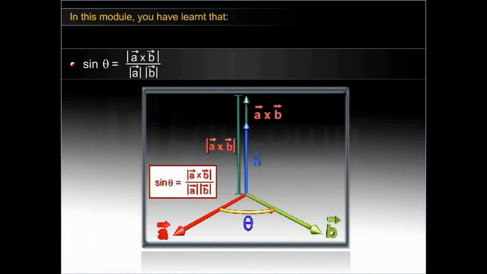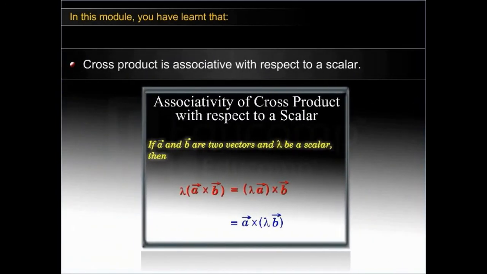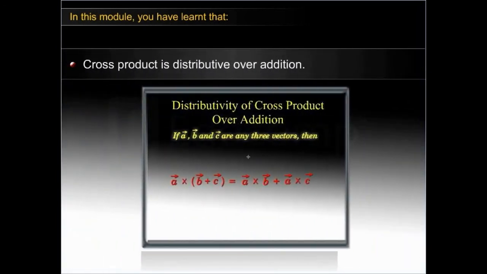Sin theta is equal to magnitude of vector A cross vector B upon magnitude of vector A into magnitude of vector B. Cross product is associative with respect to a scalar. Cross product is distributive over addition.